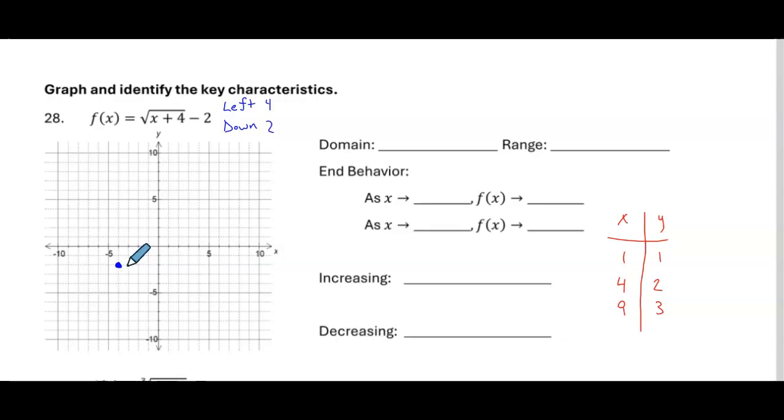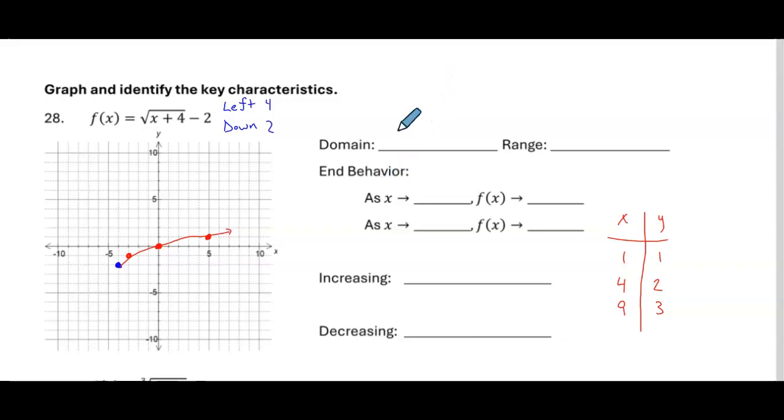So I want to move 1 to the right and 1 up. I want to move 4 to the right and 2 up. And then 9 to the right and 3 up. So all of these red dots are the movement off of the blue dot. Okay, so then we connect those up, put an arrow on the end, and we're good with the graph.